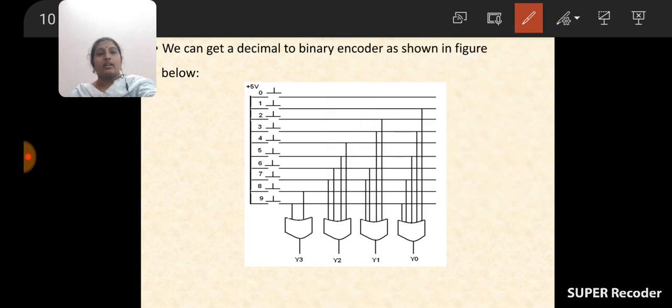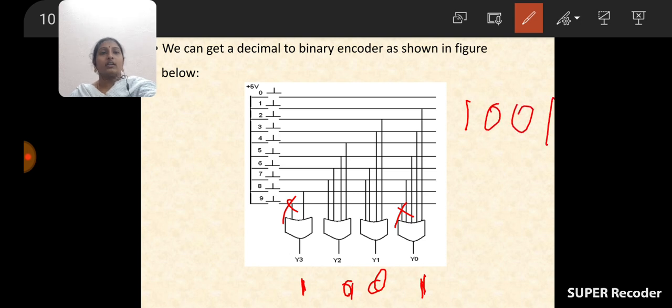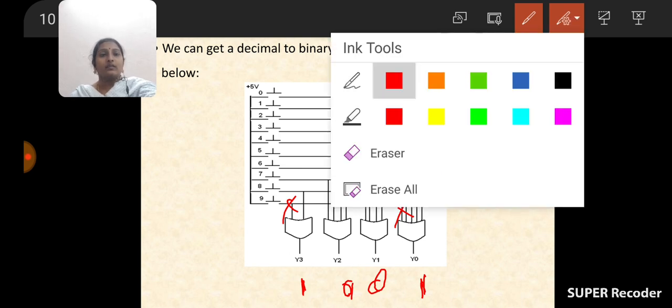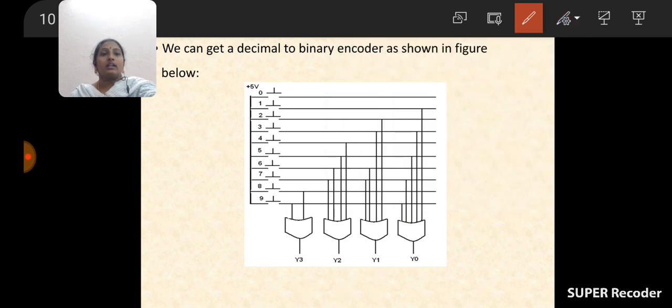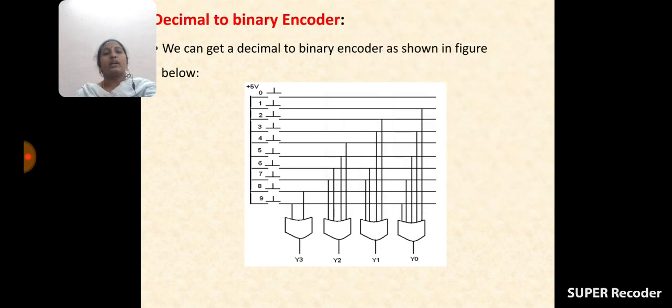Okay, and coming to the next one, 9. See here, 9 is connected to this Y3 as well as this Y0 and no other gates. So Y3 produces the output, Y0 produces the output, and these two are 0 0. So finally 9 is equal to 1 0 0 1. Okay, so in this way it will convert the decimal numbers into binary numbers.